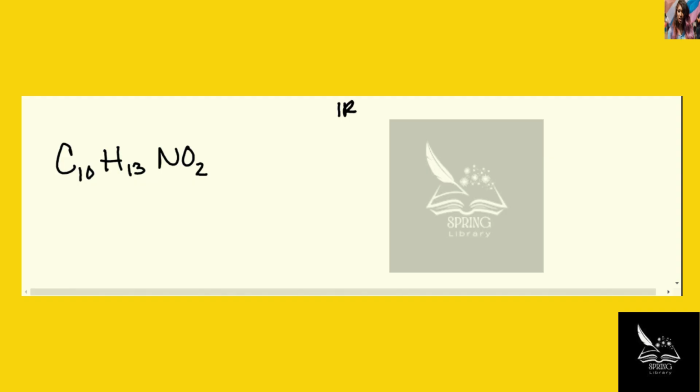So if we look at IR first, notice that around 3300 we have a peak. That's a nitrogen-hydrogen stretch. And because it's a singular peak, it means this is going to be a secondary amine or amide.